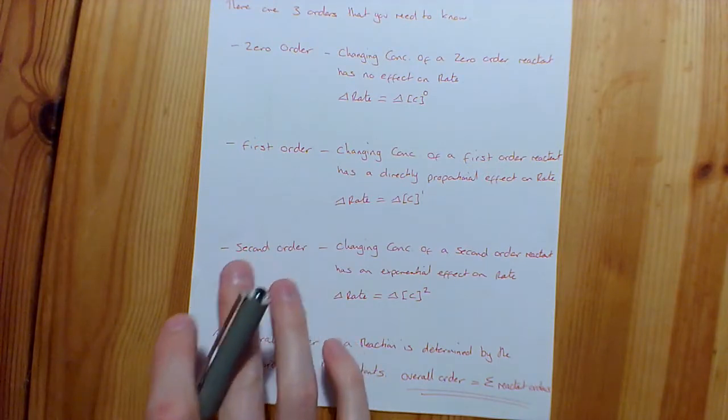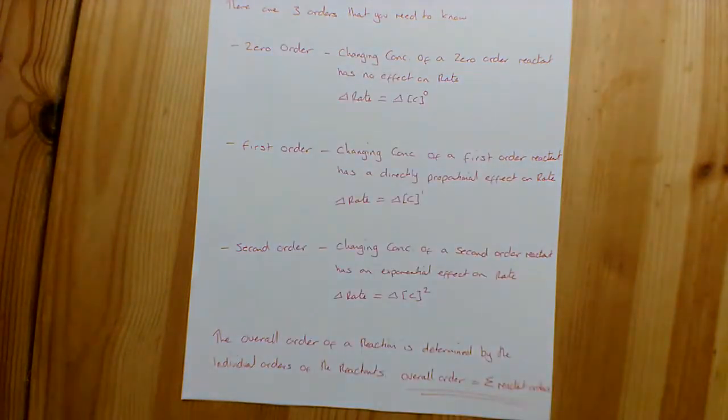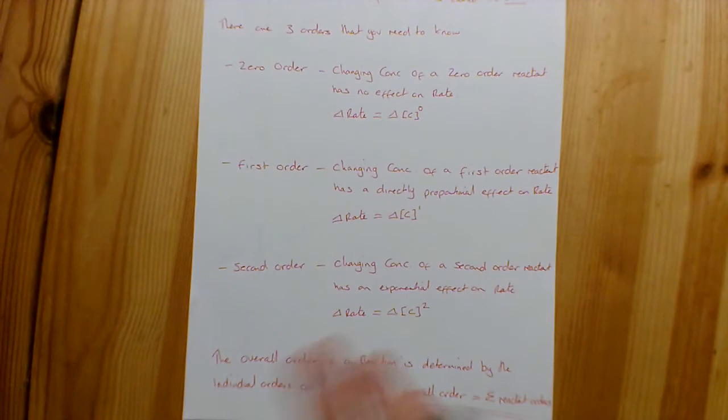So we have zero order reactants, no effect on the rate when you change their concentration. First order reactants have a directly proportional effect on the rate of reaction, and second order reactions have an exponential effect. So they're the three orders of reactants.